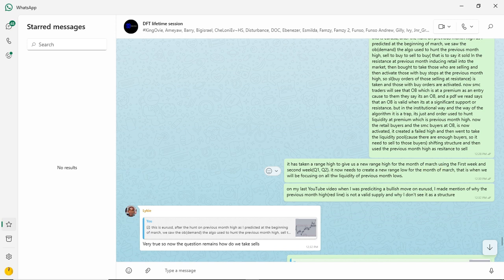March. Using the first week and second week, Q1, Q2, these are not resistors. These are not transistors. I know my fellow engineers, this is not transistors. This is quarter, first quarter, second quarter. So it now needs to create a new range low for the month of March. And that is when we'll be focusing on all the liquidity of previous month lows.